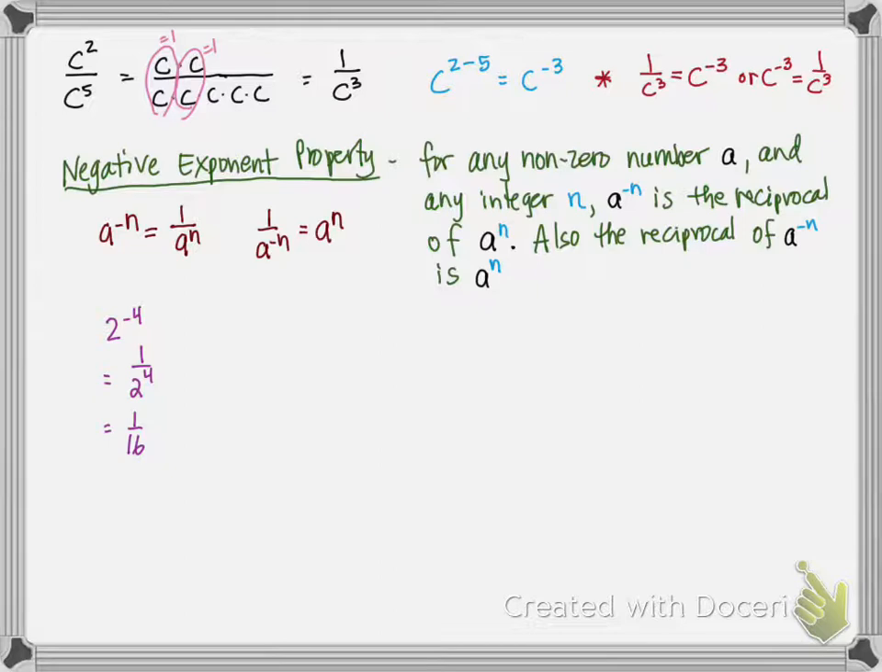Now let's take the other one. Let's say we have 1 over j to the negative 4th. Well, I'm going to take the reciprocal of that. That's going to move it into the numerator, and it's going to change the exponent. Okay? So let's go practice this. I'm going to go to my new screen, and we'll see this in action.